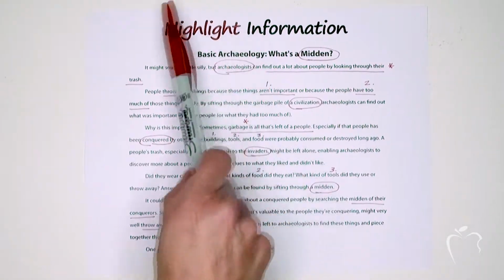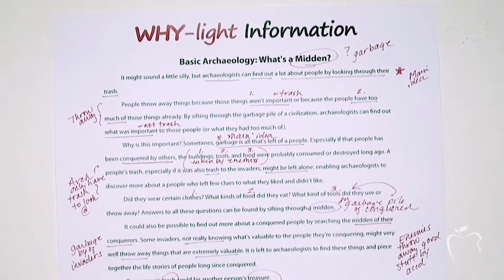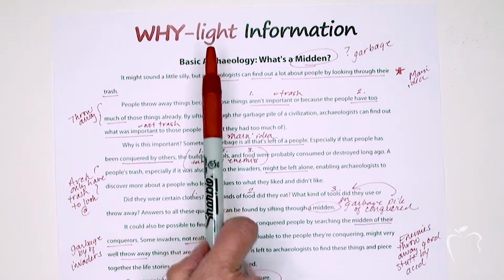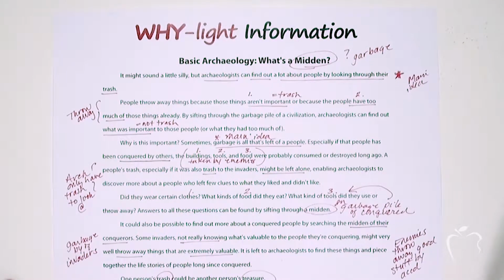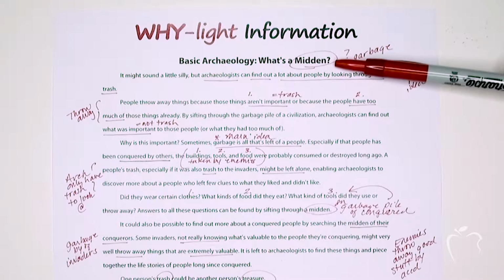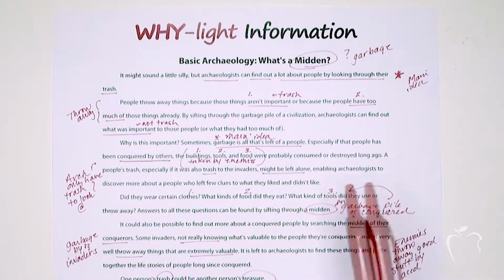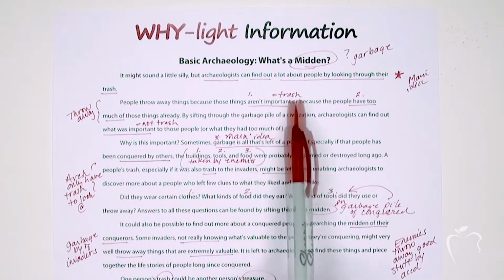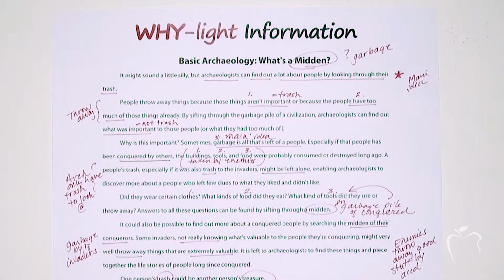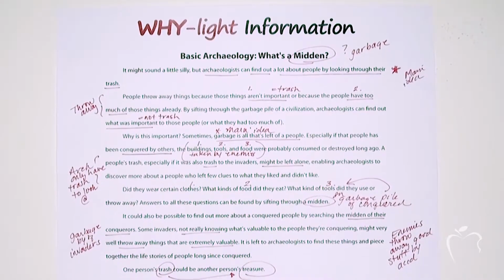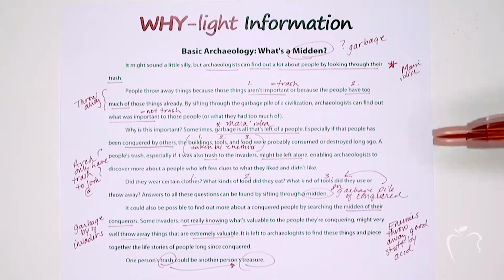More than just having kids highlight important information, let's teach them to why-light it. Why are you highlighting this text? Why did you circle that word? Well, I'm not sure what it means. I'm thinking it might mean garbage. Why did you number those? Well, because those are the things that you find in trash. What is important about this paragraph of markings that archaeologists only have trash to look at? Do you see the difference when we ask students to why-light?